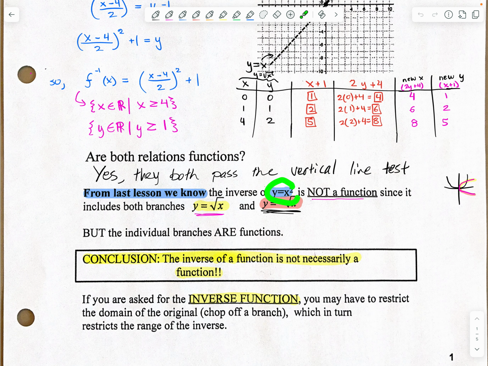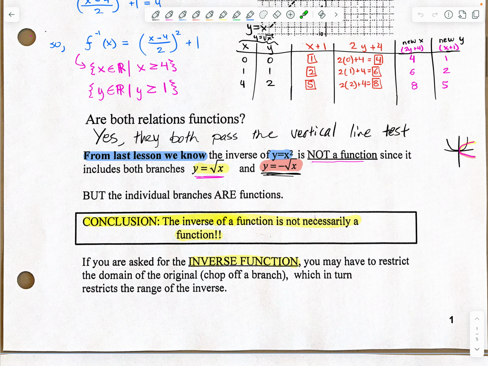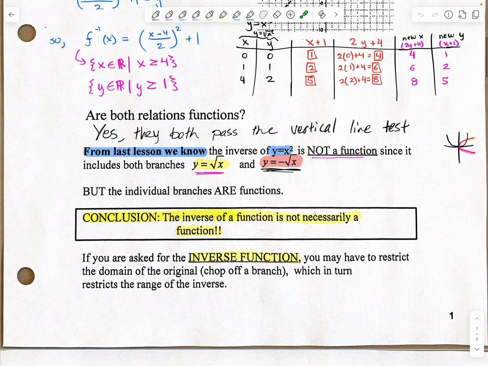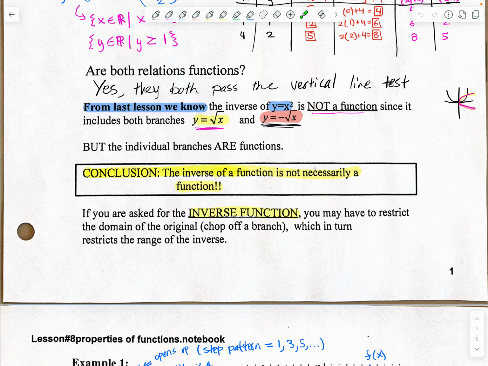If I give it to you like this, y is equal to x squared, then you would see that that would be a parabola like this. The inverse of this would be like the sideways parabola, and that would not be a function because it would fail the vertical line test, right? But the individual branches are. So conclusion, the inverse of a function is not necessarily a function. If you're asked for the inverse function, you may have to restrict the domain of the original, so chop off a branch, either left side or right side, which in turn restricts the range of the inverse, which would make it a function. Right? Good.